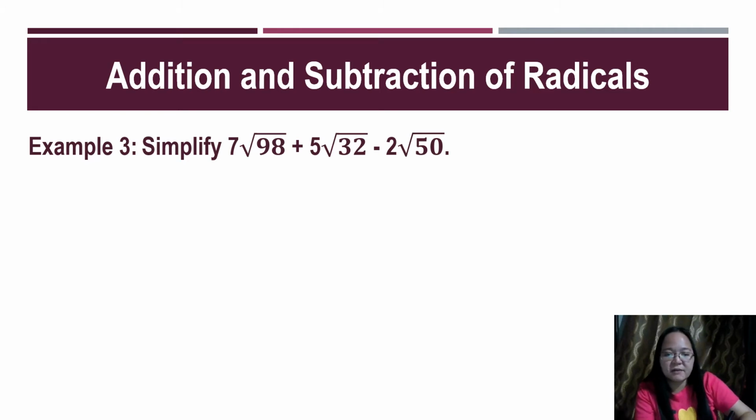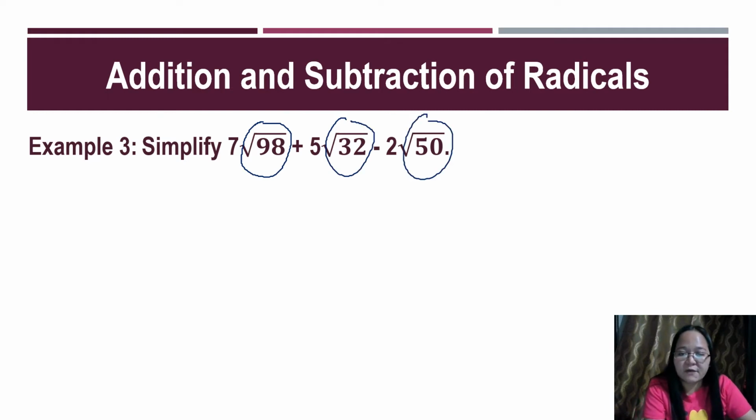Let us first simplify square root of 98, square root of 32, and square root of 50. So for easier solution, let us get the prime factorization of each radicand using the factor tree method. For 98, so 98 is the same as 2 times 49.